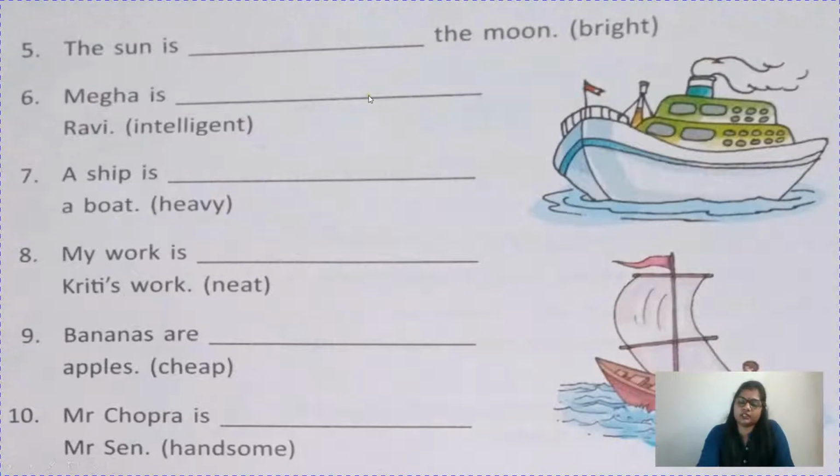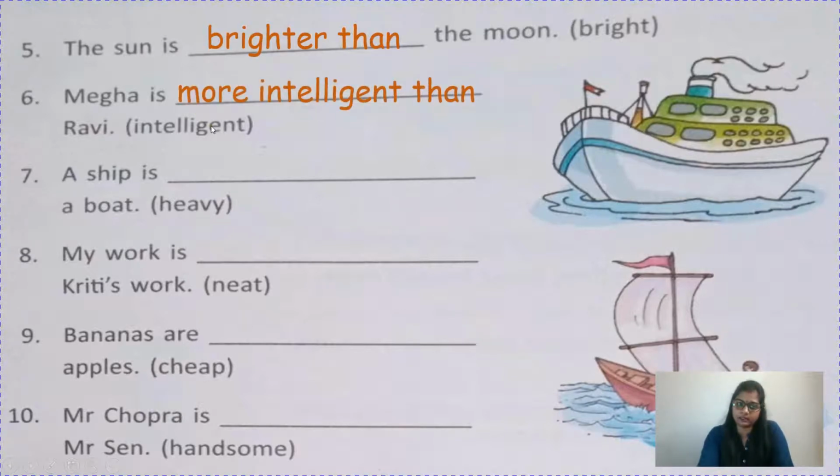In the same way, children, you have to do all the fill in the blanks. First you do it on your own, then you check the answers from the video. The sun is brighter than the moon. See here, you will not write intelligenter or intelligentest. No, here you have to use more. Megha is more intelligent than Ravi.